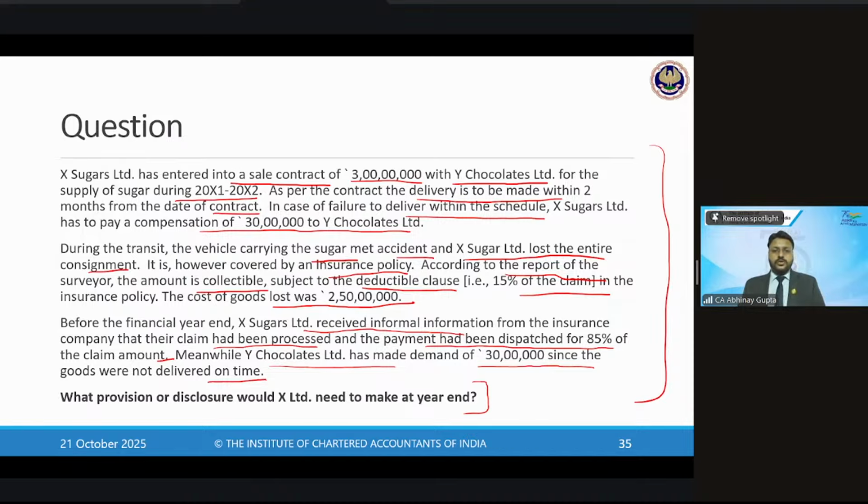What about all this insurance matter? There is something: contingent asset. So what is the contingent asset? The receipt of the insurance claim from the insurance company, that would be 85% of the 2 crore 50 lakhs.